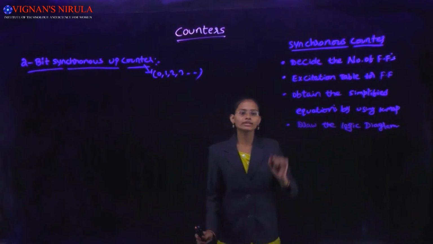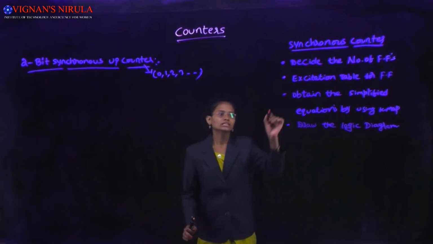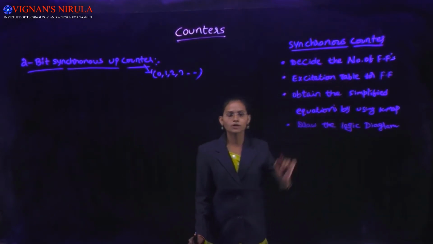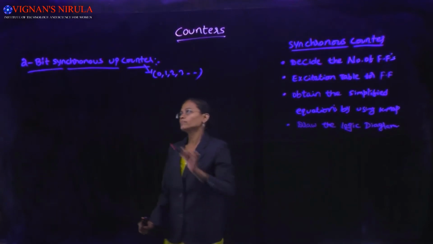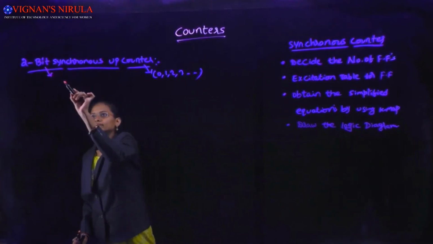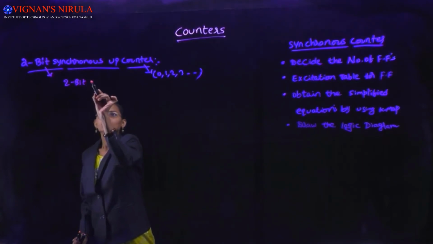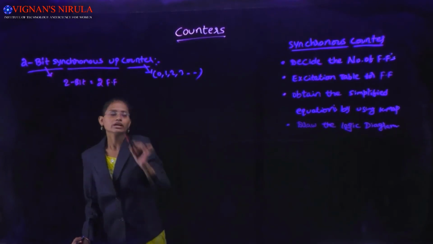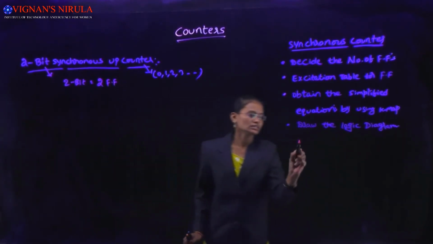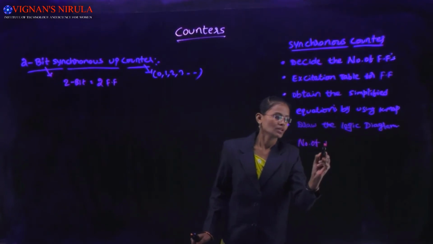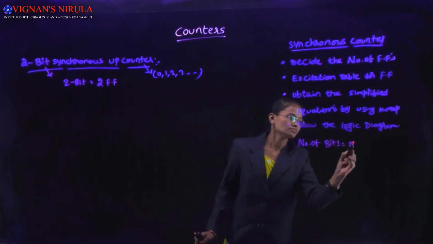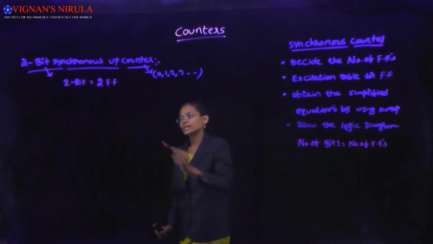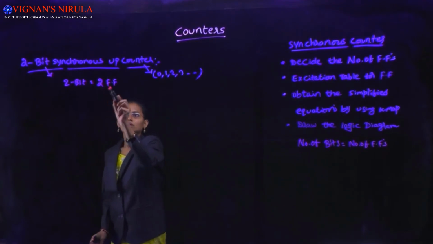So how to design the synchronous counter? We follow these 4 steps. What is the first step here? Decide the number of flip-flops. How to decide the number of flip-flops? Here we are using the 2-bit, so we are using 2 flip-flops. You already know that the number of bits equals the number of flip-flops, that is 2 bits equal to 2 flip-flops.